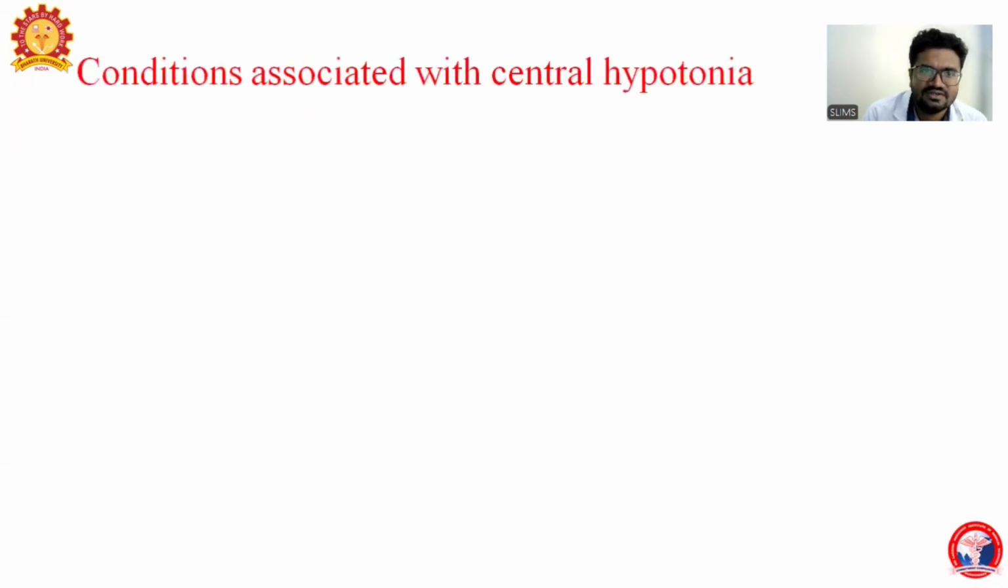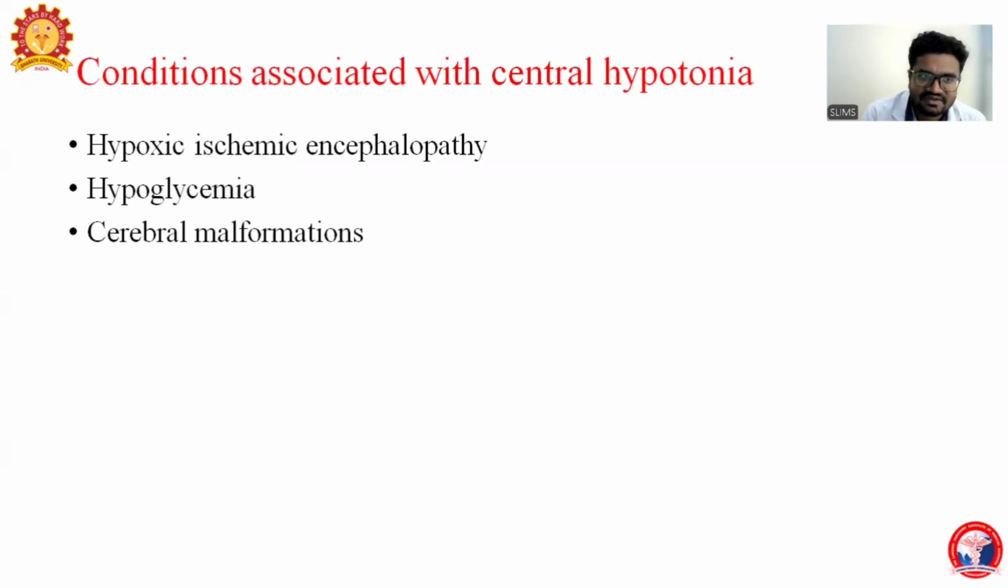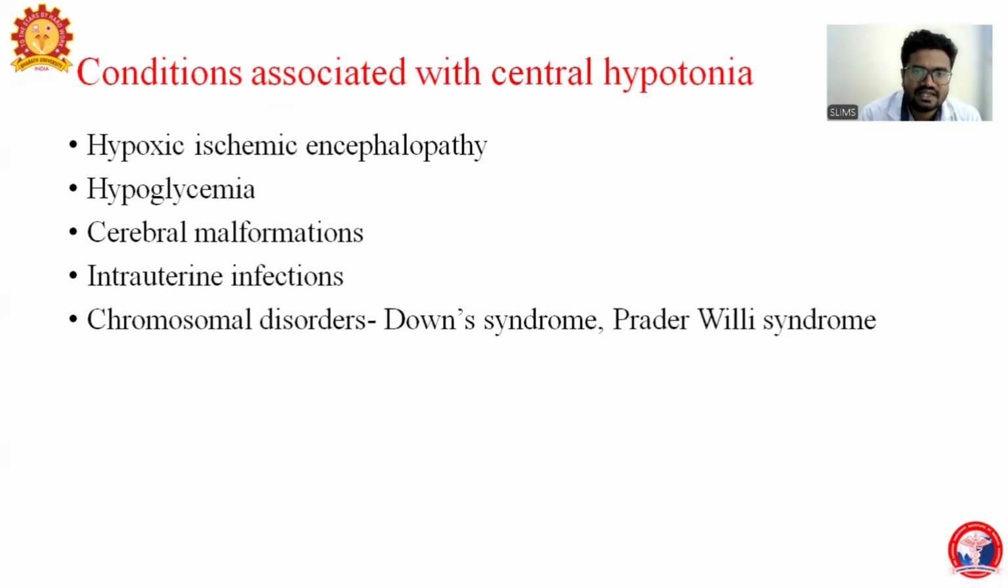So now let's see a few conditions which are associated with central hypotonia. Central hypotonia is a condition where the child is floppy strong and predominantly affecting the brain and upper motor neuron. So the brain and the tracts which are coming out of the brain. The causes are hypoxic ischemic encephalopathy, neonatal hypoglycemia, congenital cerebral malformations, intrauterine infections, predominantly the TORCH infections like toxoplasma, rubella, cytomegalovirus, herpes virus, chromosomal disorders like Down syndrome and Prader-Willi syndrome. These are the causes of central hypotonia.